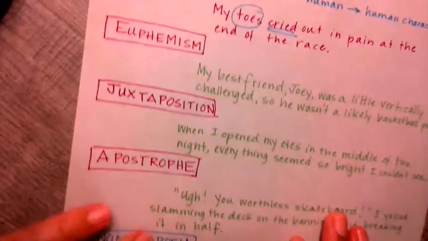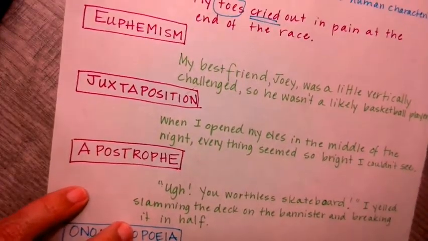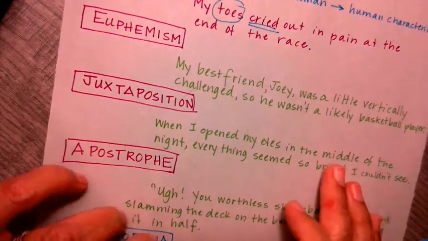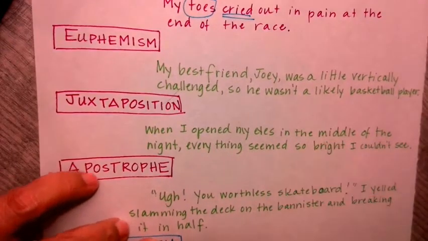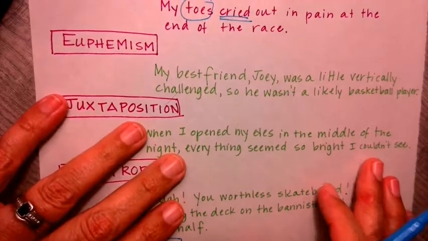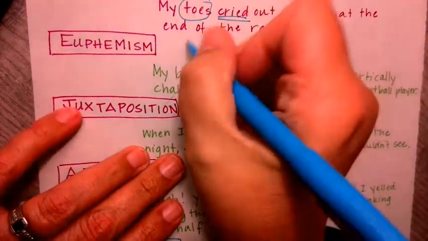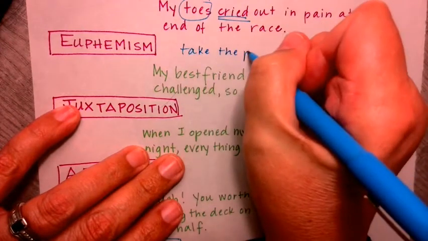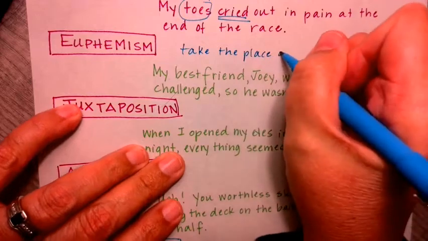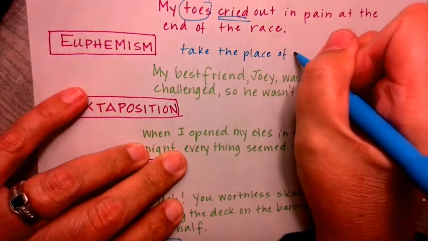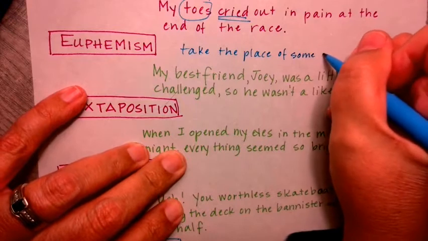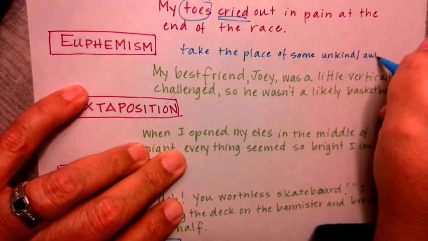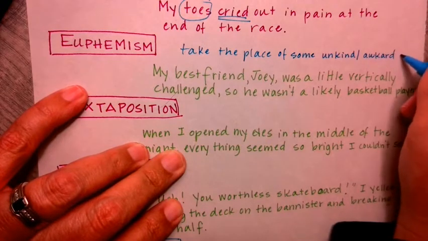Okay. Now, there are 25 figurative language examples on that list, but I want to show you four that you might be able to use. So the first one is called a euphemism, and a euphemism's job is to take the place of some unkind or kind of awkward word.